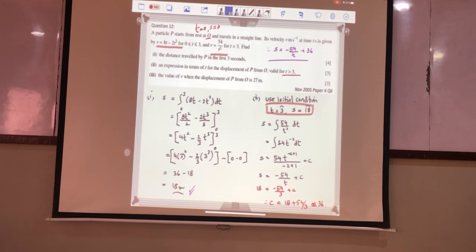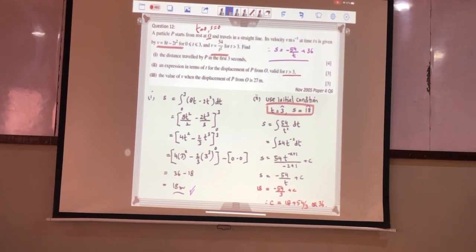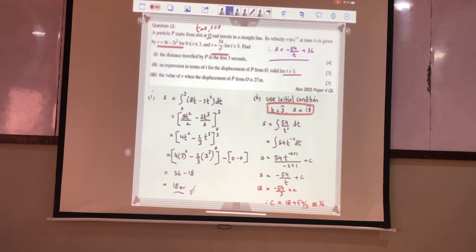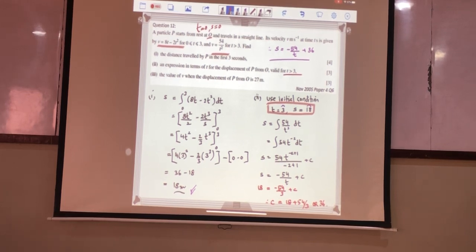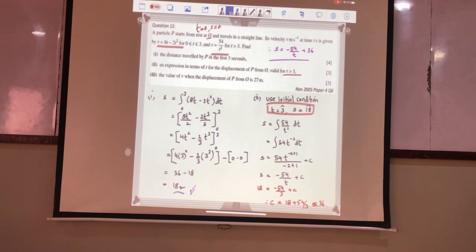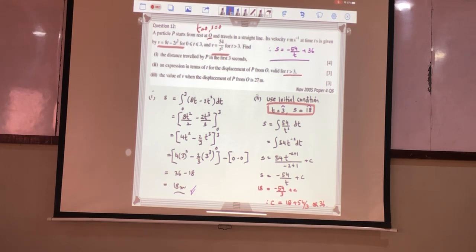So the expression for displacement is the integration of 54 over t squared, which gives me minus 54 over t plus c. You plug in the value of t is 3 and s is 18 and you find the value of c as 36. That is the second one. Have a look.